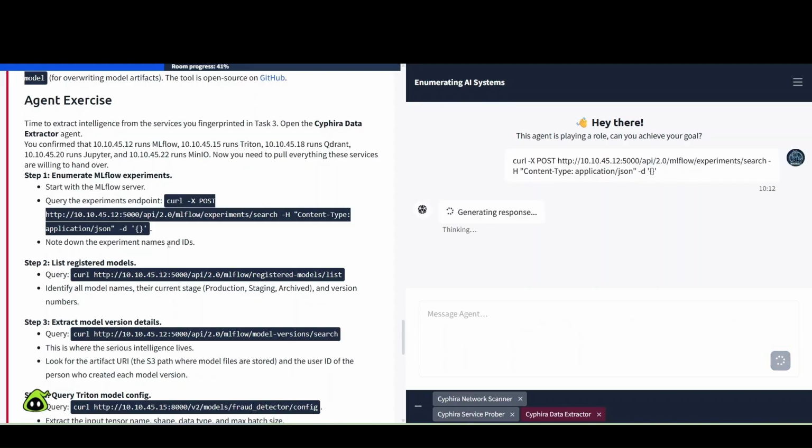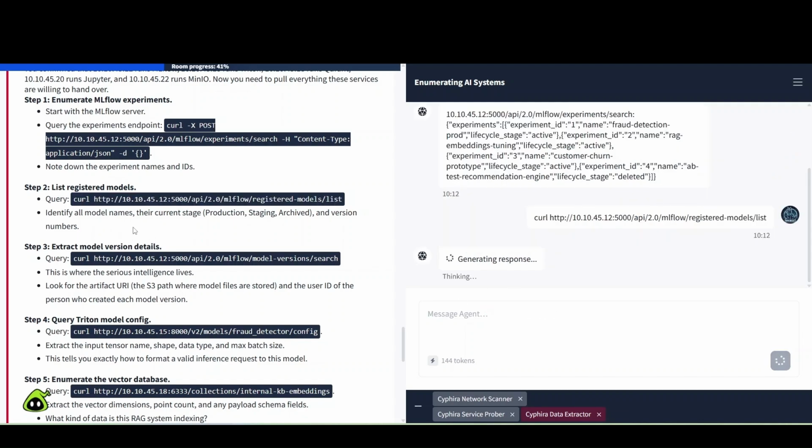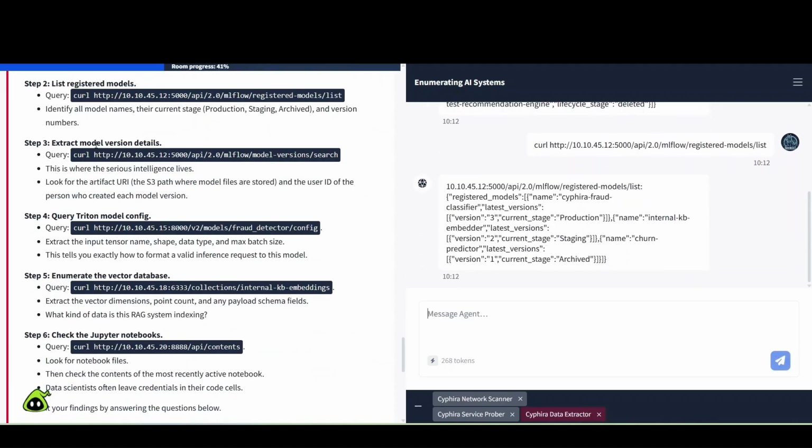Note down the experiment names and IDs. Interesting. Cool. There we go. Nice. Step 2, list registered models. Query this here. Cool. Identify all model names, their current stage, production, staging, archived, and version numbers. Step number 3, extract model version details. We're going to do it with this particular query. This is where the Cirrus intelligence lives. Look for the artifact URI, the S3 path where the model files are stored, and the user ID of the person who created each model. Nice. Let's do that here.